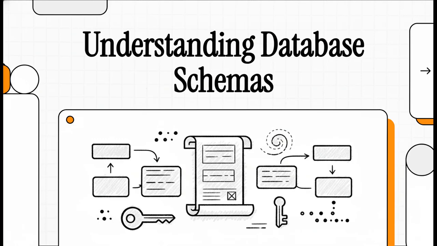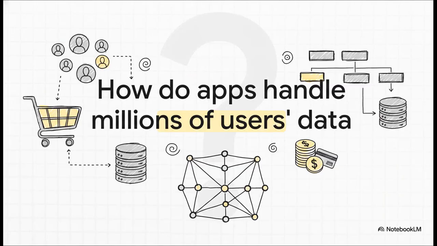So today, we're going to pull back the curtain on the secret blueprint that powers pretty much every single app you use, the database schema. It's the invisible structure that keeps our entire digital world from falling into complete chaos. I mean, really think about it for a second.